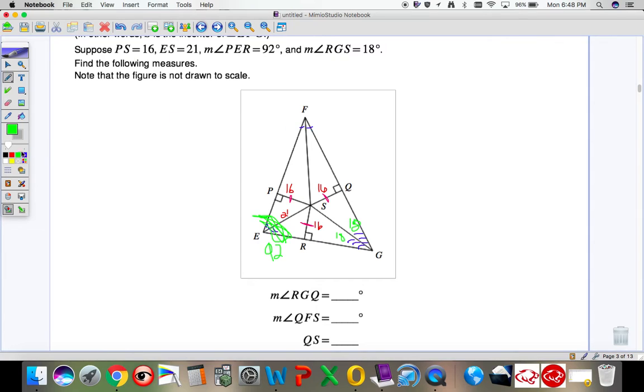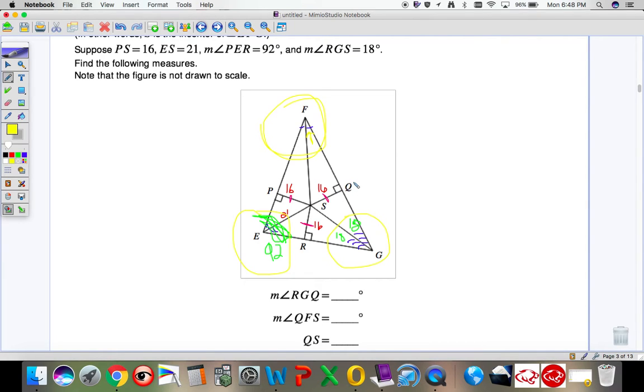Now here's where you have to look at the bigger picture, okay? So you have the big triangle. You have 92 degrees here. You have whatever you get when you do 18 plus 18. You can add those up, subtract it from 180, and that's going to give you what this whole piece has to be. Well, it says the measure of angle QFS, so that's this angle right in here, okay? QFS is that angle right in there. So once you figure out this whole piece, all you have to do is divide it by 2, and you'll have the measure of angle QFS. All right? Last one says QS. Well, we already got that.